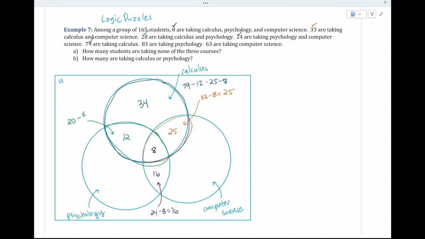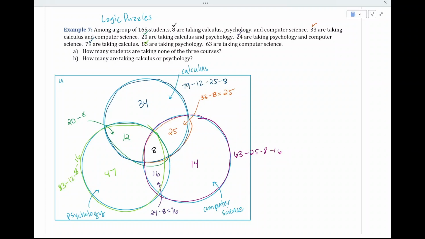Next up is psychology. We will do like a light green. This one is psychology. That is 83 minus 12 minus 8 minus 16. And that is going to be 47. And then last one is computer science. That's this one right here. So for computer science, we've got 63 minus 25 minus 8 minus 16, which is 14.